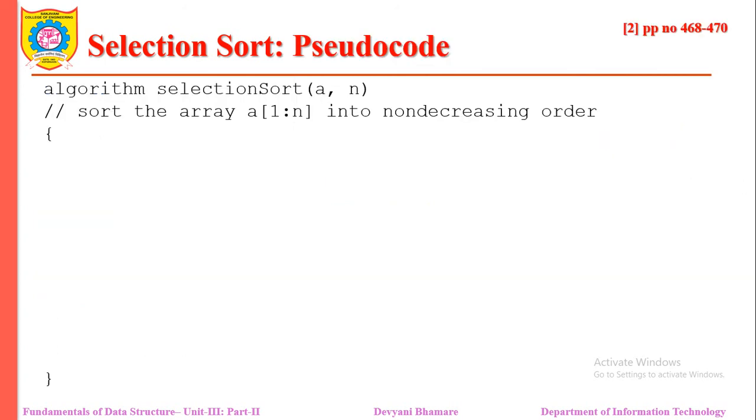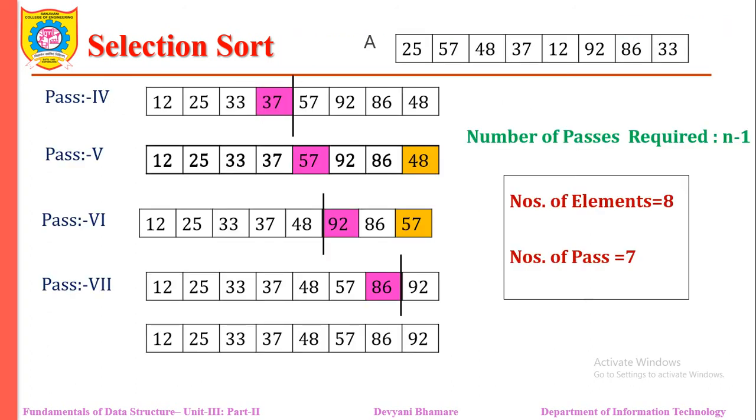Let us see how to write the selection sort algorithm. The input to that algorithm is an array A which is not sorted. What is the logic? We take the first element, and from the next element to the last element, we identify the minimum element, and that will be swapped with the first position.